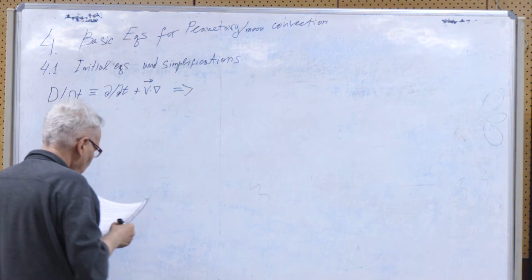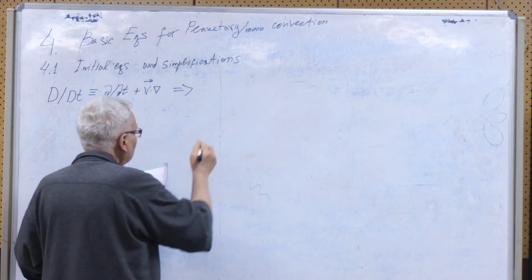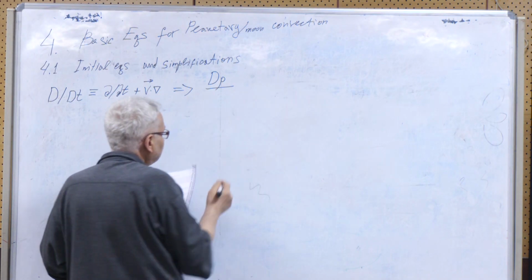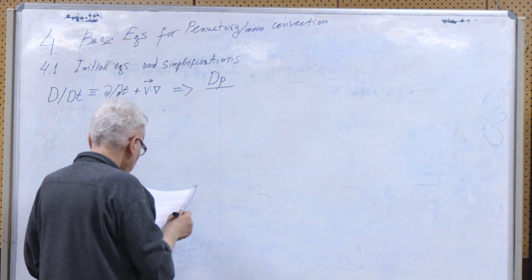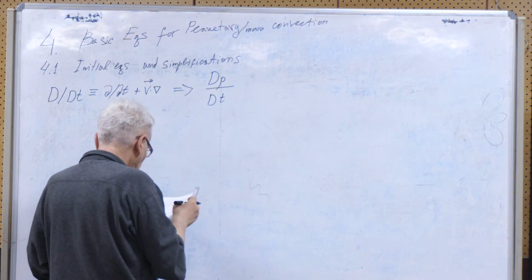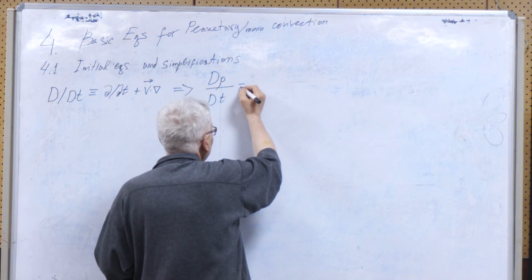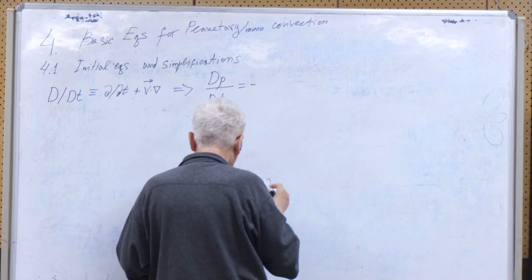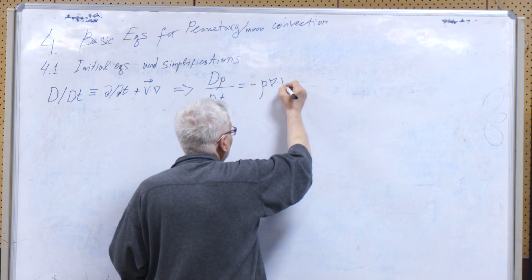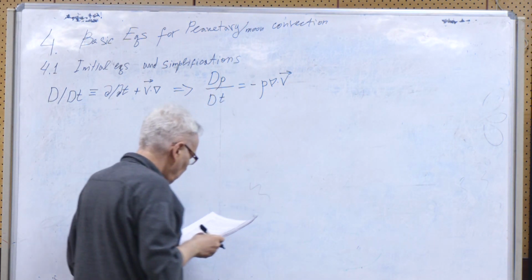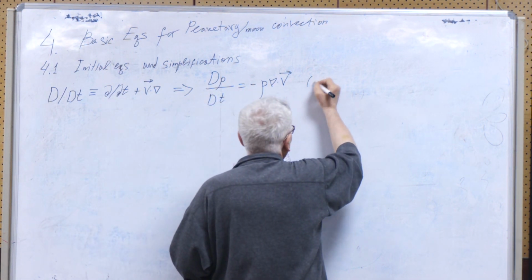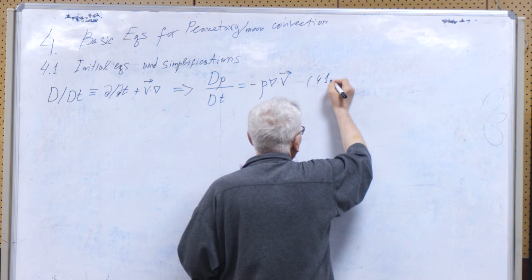Using this, we have the rather standard form of the continuity equation, which relates to the density, and this is equal to minus rho divergence of V. Okay, this constitutes the very first formula, 4.1a.